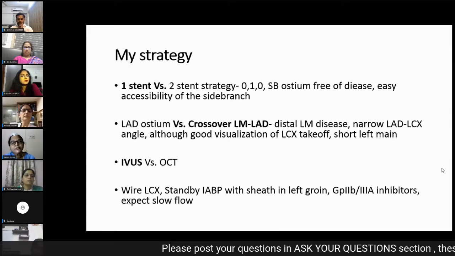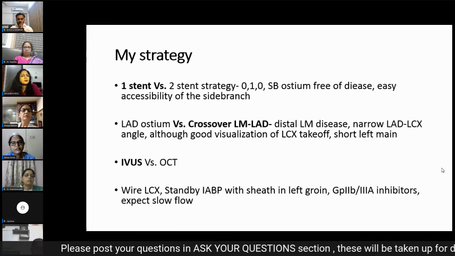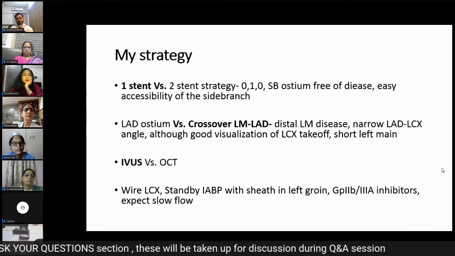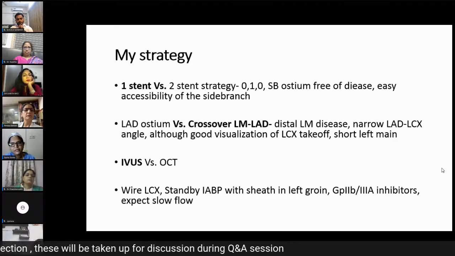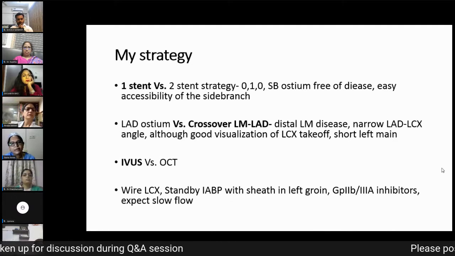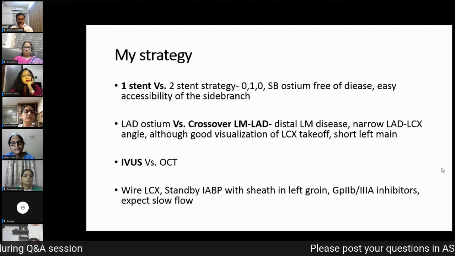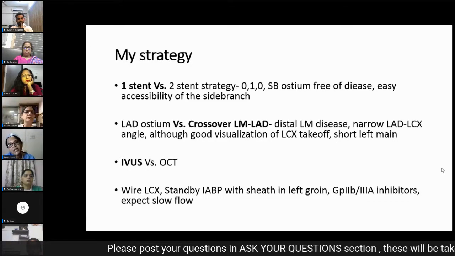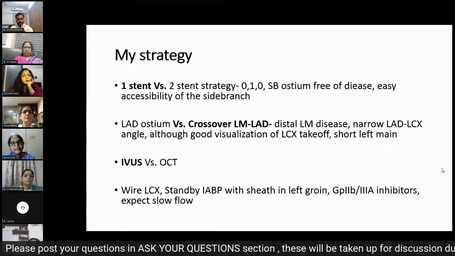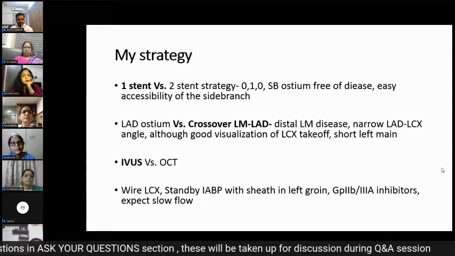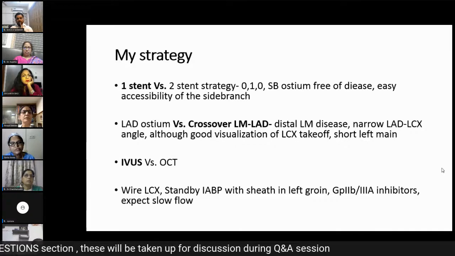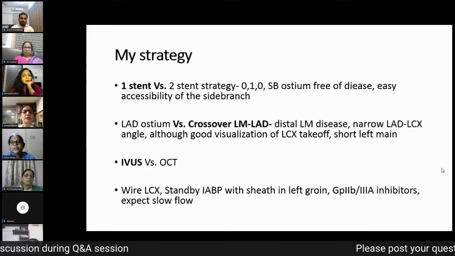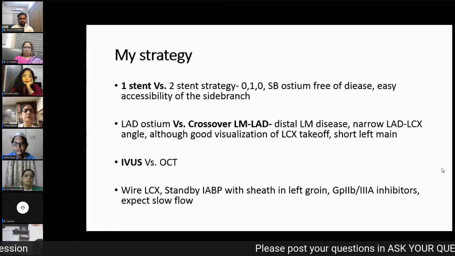Coming to the imaging, in acute coronary syndromes, OCT may not be the most ideal because you might have disturbances with the flow. Plus I'm planning for a left main to LAD stent. So I've decided to go with IVUS and told them to open the IVUS. Apart from that, we've also decided to wire the LCX, keep the IABP standby with an extra sheath in the left groin. And we've started GP2B3A inhibitors, and we've got all the medicine kit ready for the slow flow.